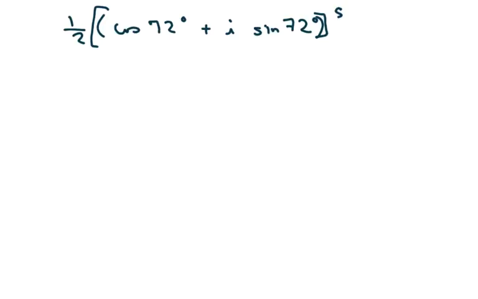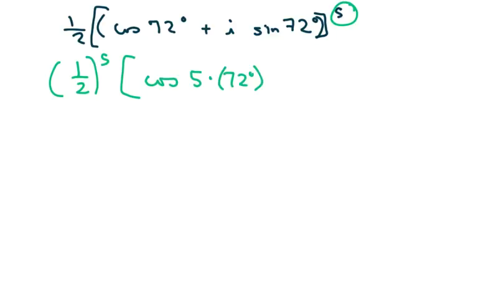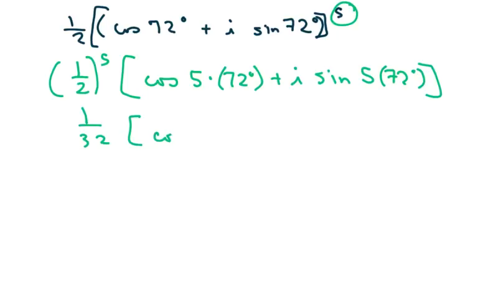Okay, here's another one with the 5. So we're using the 5, so that's going to be 1/2 to the 5th, which is 1 over 32. And you get cosine of 5 times 72 plus i times sine of 5 times 72 degrees. So this is 1 over 32, and this is going to be cosine of 360 degrees plus i times sine of 360 degrees.